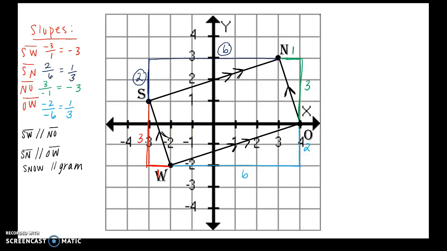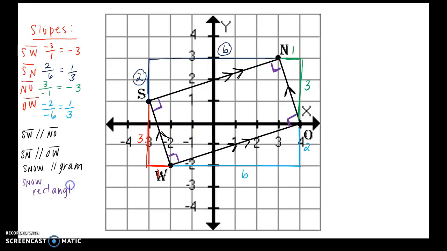But now look further. Notice the relationship between the slopes. SW and SN, so the slope of SW and the slope of SN, they are opposite reciprocals of each other. So angle S is a right angle. It forms a 90-degree angle. SN and NO are opposite reciprocals, so they form a 90-degree angle. And likewise for the other 2 angles. So not only is SNOW a parallelogram, but SNOW is a rectangle.